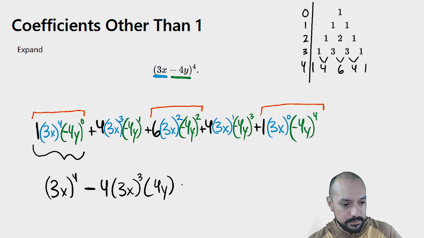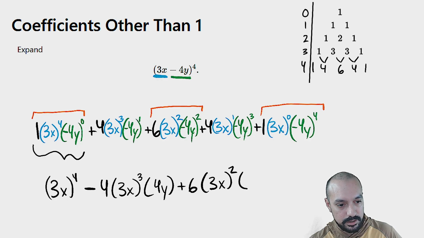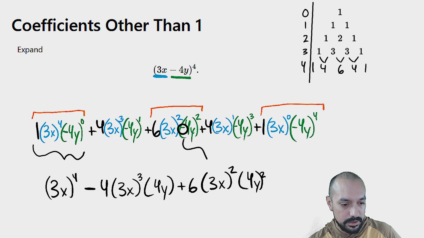All right, next term. So we have 6 times 3x squared, 4y squared. If you're asking where this negative sign went, it's like thinking of negative 1 squared, that's just going to be a positive 1. So you don't need to write the negative sign anymore. We already thought about it and took care of it.